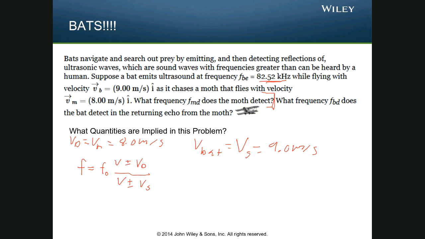Okay, so now I asked you what quantities are implied in this problem. So what's going to be in this Doppler shift? What is going to be this V? So this V represents the speed of the wave in the medium, right? Well, what kind of wave do we have here, fundamentally? It's a sound wave. Ultrasound just means we can't hear it, but it still travels in air at 343 meters per second. So we still have that V is 343 meters per second.